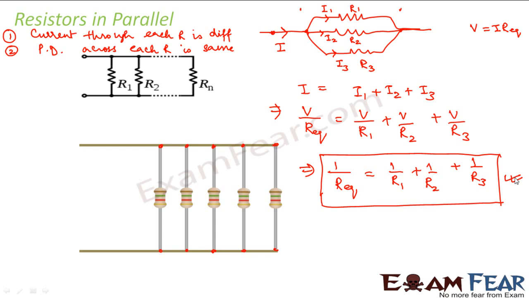So these are the 2 types of combination of resistors which are possible. So depending upon our requirements, we arrange resistors in a circuit.